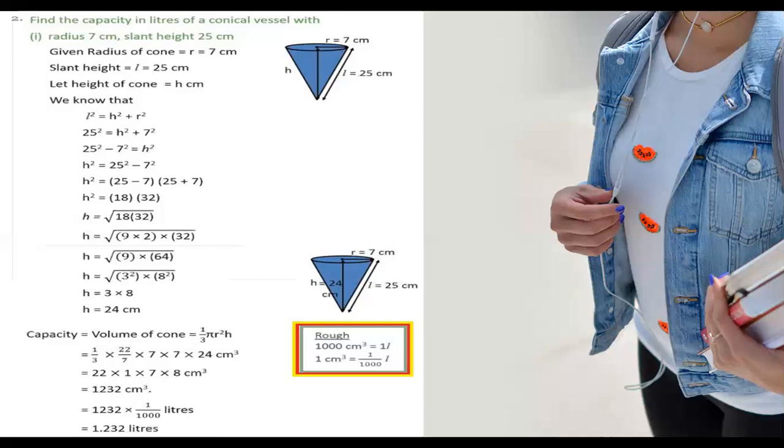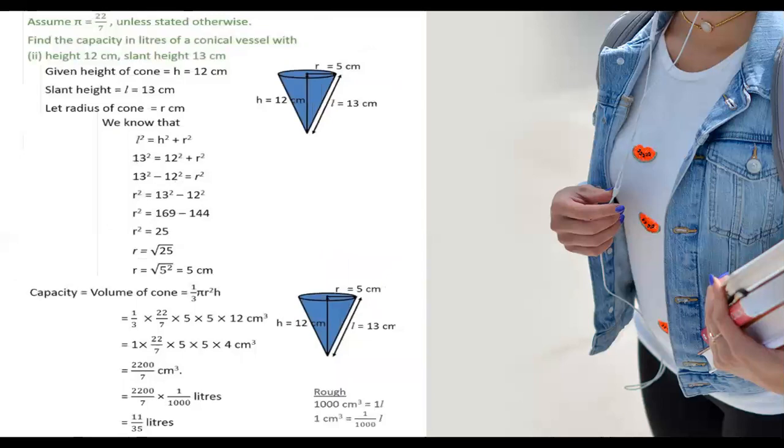Now we need to convert centimeter cube into liters. We know that 1000 centimeter cube is equal to 1 liter. So 1 centimeter cube is equal to 1 by 1000 liters. Now substituting this in 1232 centimeter cube, we get 1232 into 1 by 1000 liters, which is 1.232 liters.